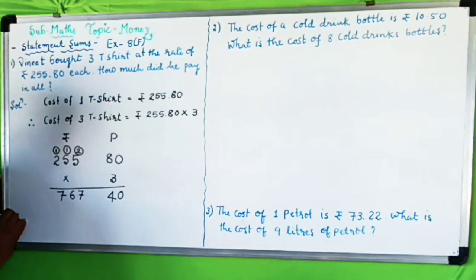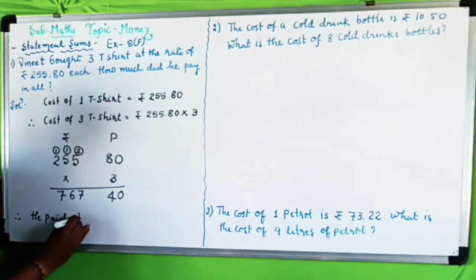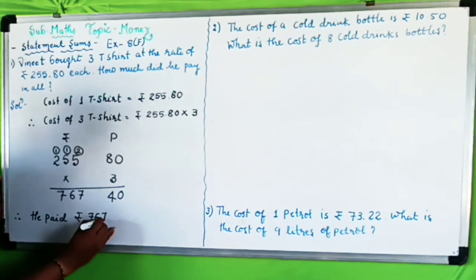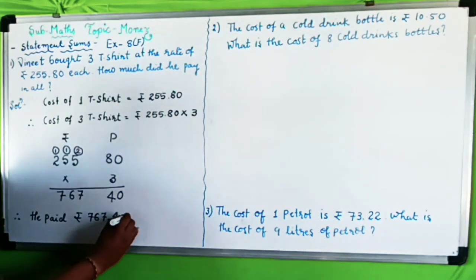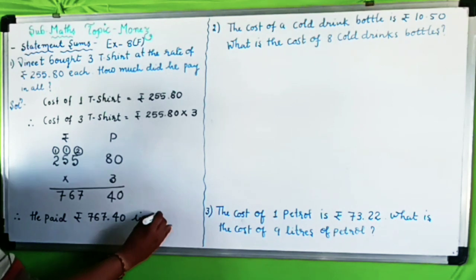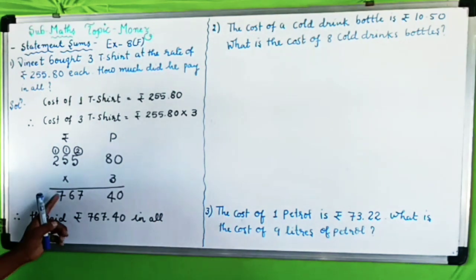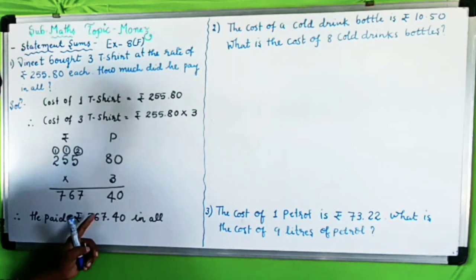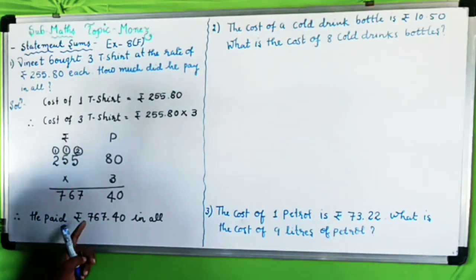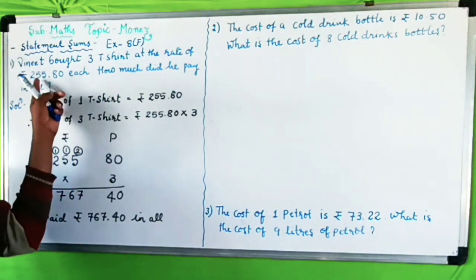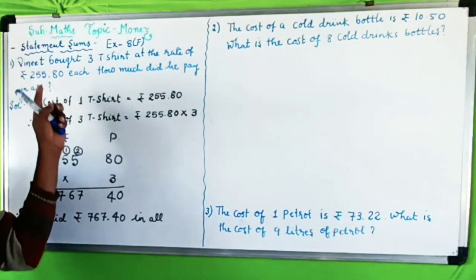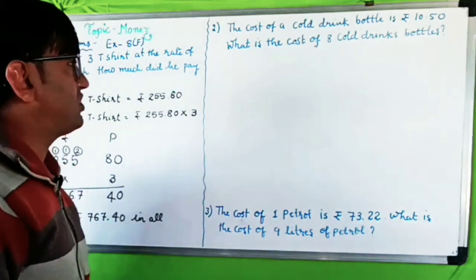I will write here answer. Therefore he paid rupees 767.40 in all, means he paid rupees 767.40 for 3 t-shirts. This is the cost of 3 t-shirts. The cost of 1 t-shirt is already given. Okay. Then next one, question number 2.